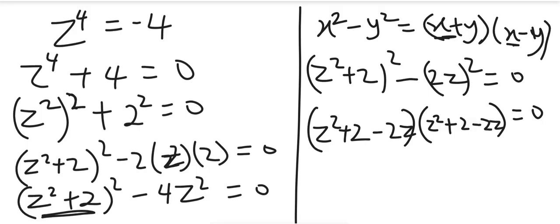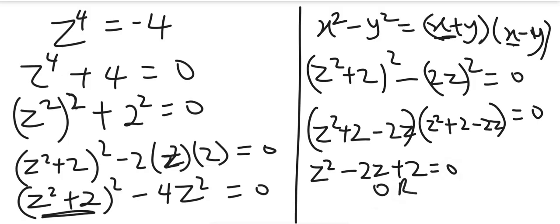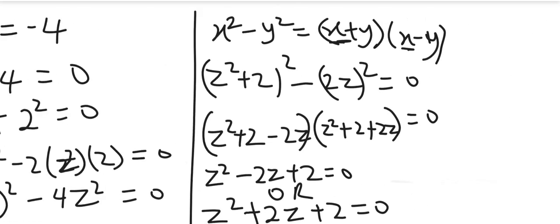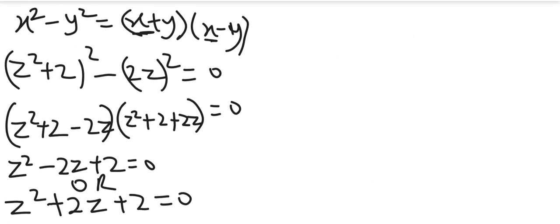So with this, I can say z squared minus 2z plus 2 equals 0, or z squared, sorry, one will be plus, one will be minus, so z squared plus 2z plus 2 equals 0. So I have two options. I'll take them one by one to solve. Both of them cannot be factorized.